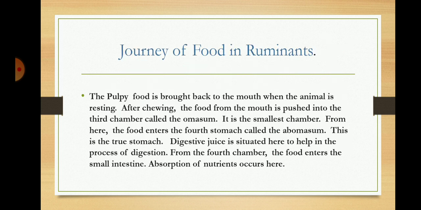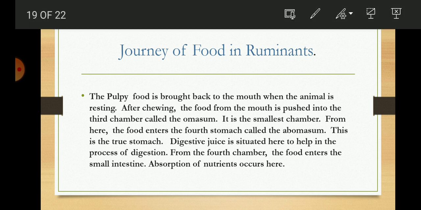Thereafter, the last topic is the journey of the food in the ruminants. So students, this might be confusing, that the food passes through several chambers of the stomach, and that is why let us see from which chamber the food goes first or second. The pulpy food is brought back to the mouth when the animal is resting. And from where is it brought back?